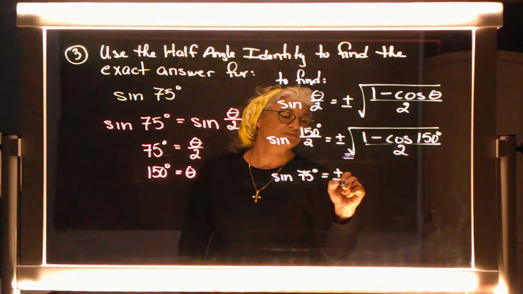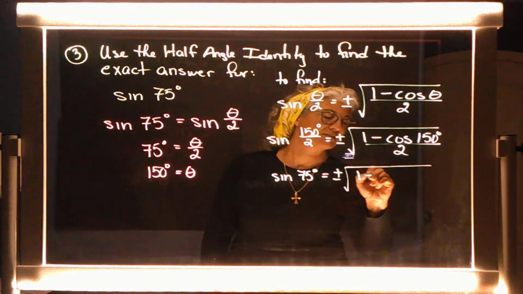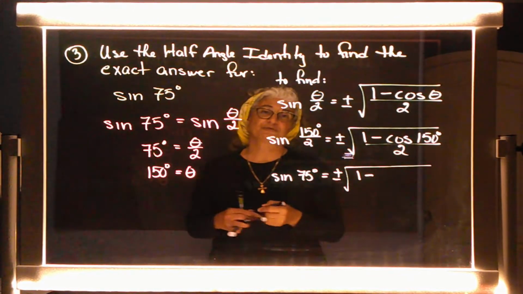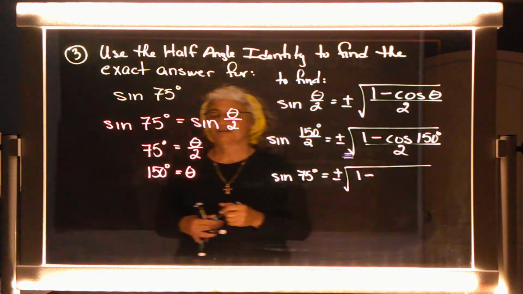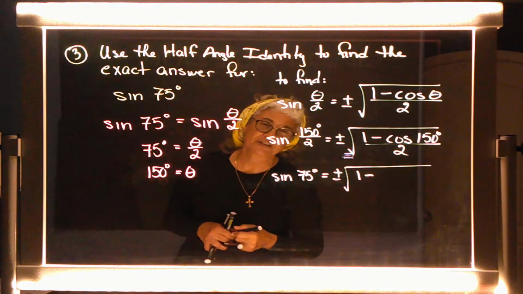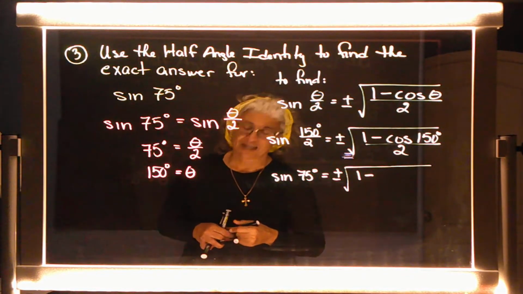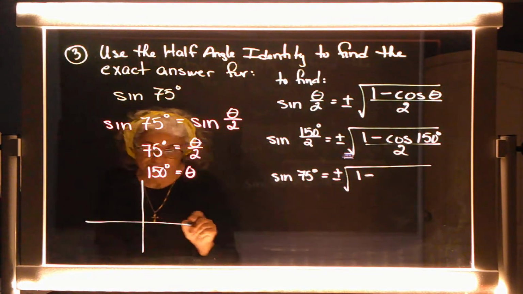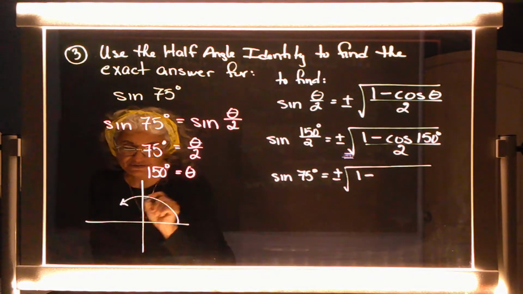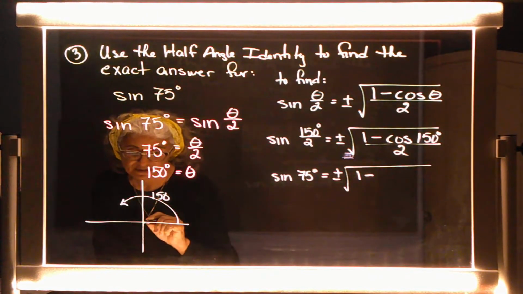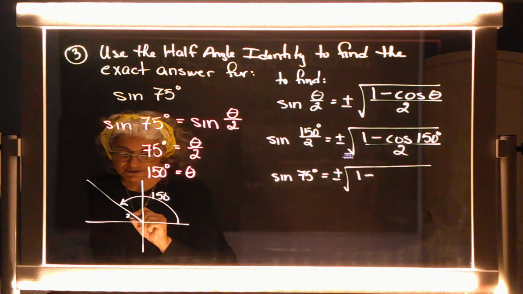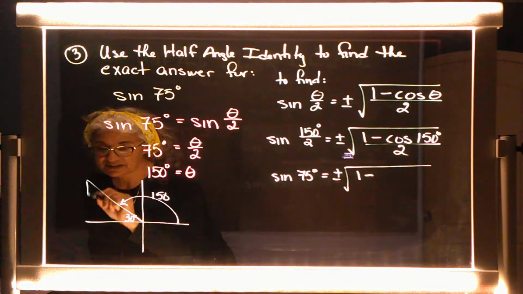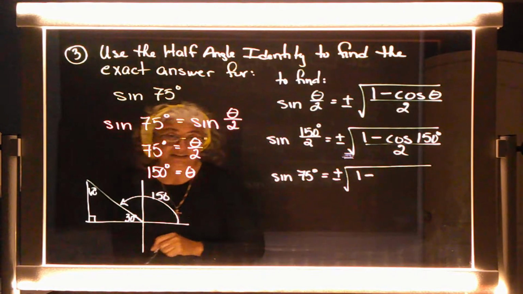Over here on the right, in order to figure this out, I need to know the cosine of 150 degrees, don't I? Okay, 150 degrees is which quadrant? Excellent, second quadrant. So if this is 150 degrees, then that's a 30-degree reference angle here, isn't it? And that means that's 60 degrees here, isn't it?